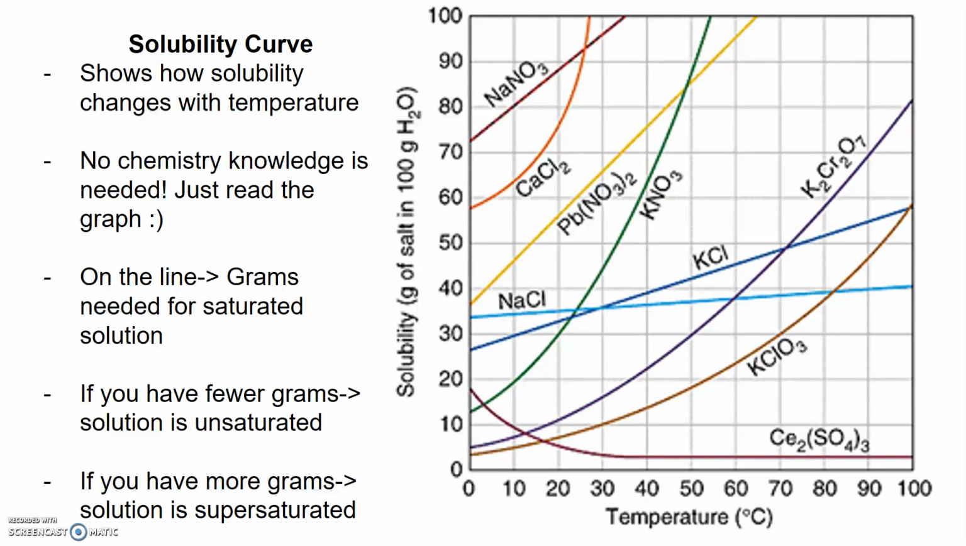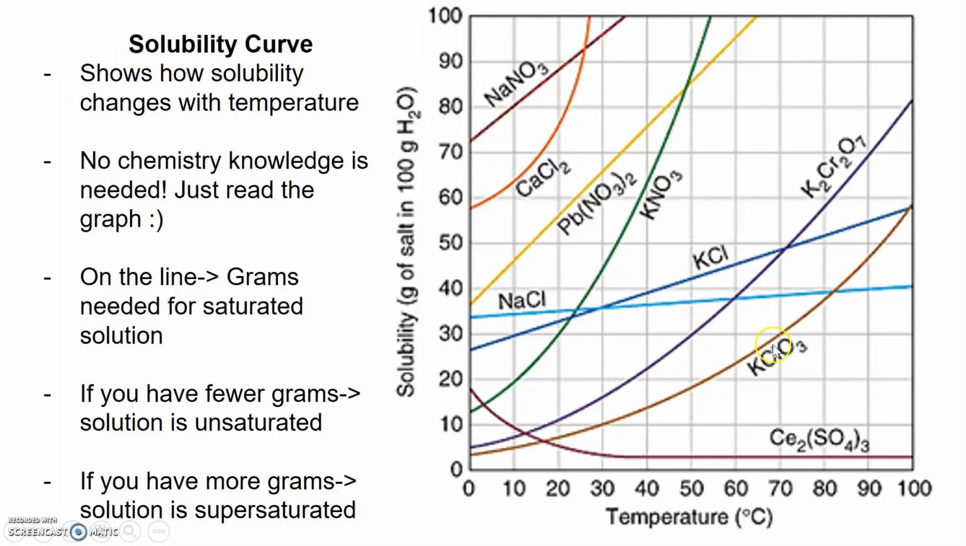Okay? So when we're reading this graph, if we're looking at the line, that means our solution is saturated. That means we've dissolved as much as we possibly can. So going back to our earlier example, at 70 degrees, a saturated solution of KClO3 would contain 30 grams of solute, or 30 grams of that KClO3. Okay? However, if we have less than that, if we have, say, 10 grams, that's going to be unsaturated because we can dissolve up to 30.